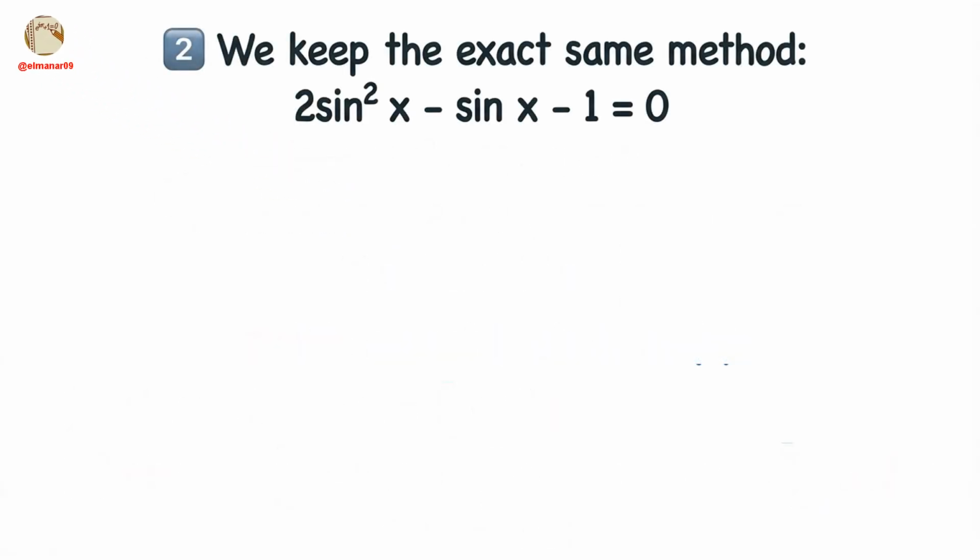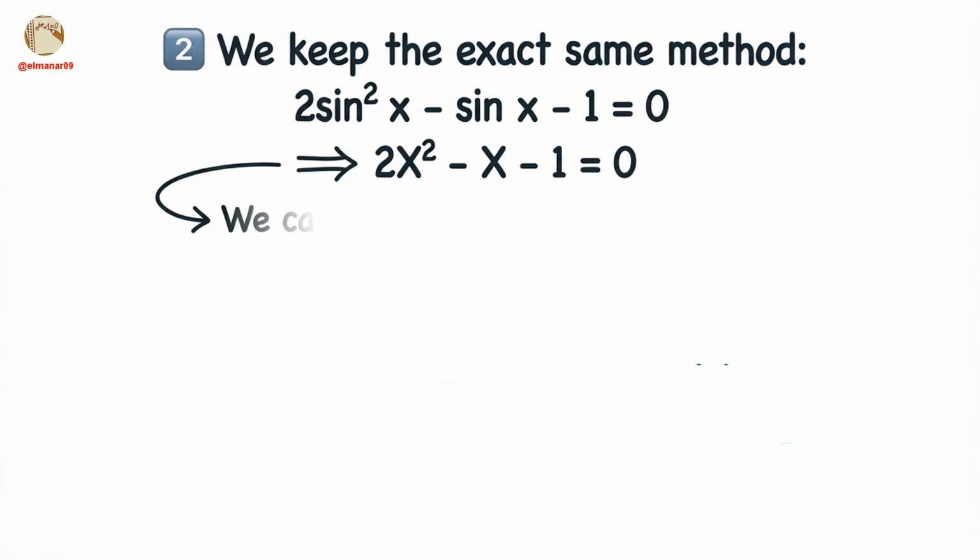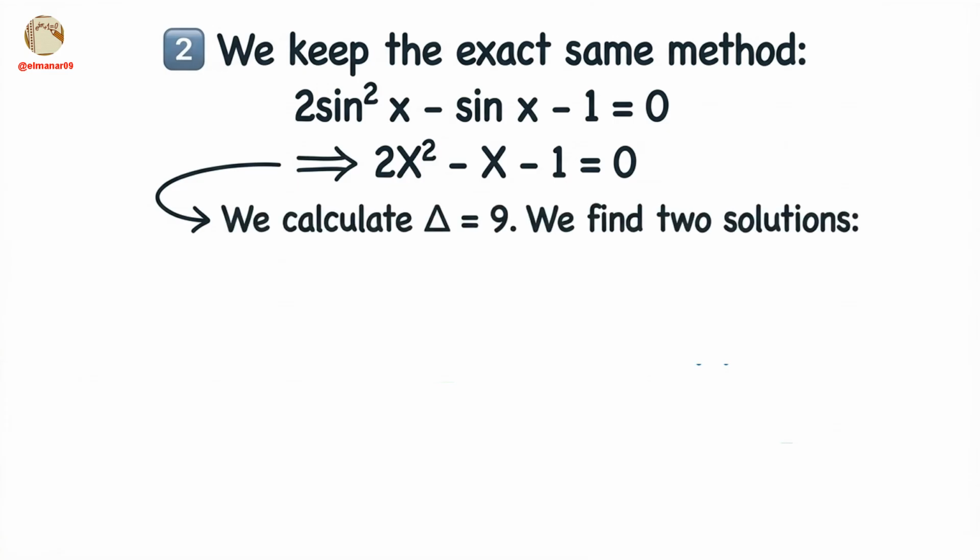Second equation, 2 sine squared of x minus sine of x minus 1 equals 0. We'll set capital X equal to sine of x. The equation then becomes 2X squared minus X minus 1 equals 0. This is a quadratic equation we've known how to solve for a long time. By calculating the discriminant, we find two roots for our capital X. The first root is 1, and the second root is -1/2.